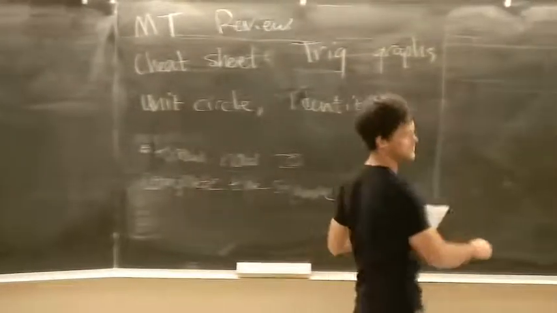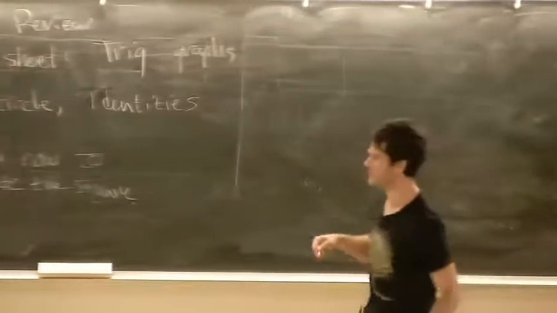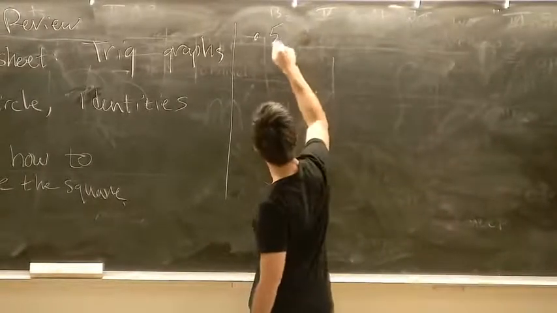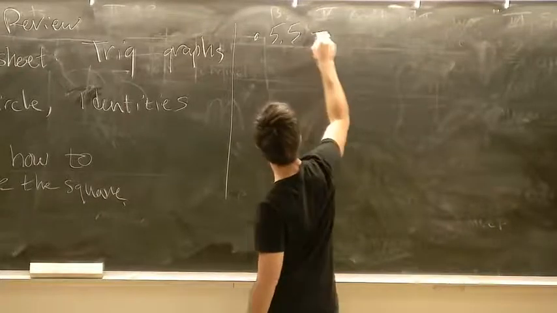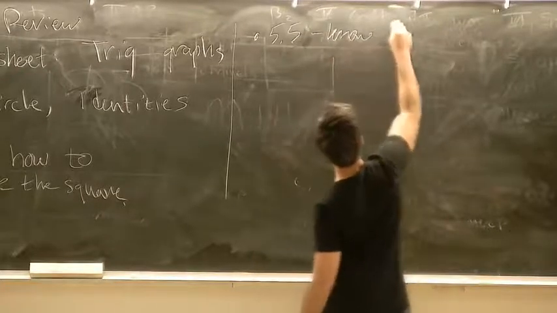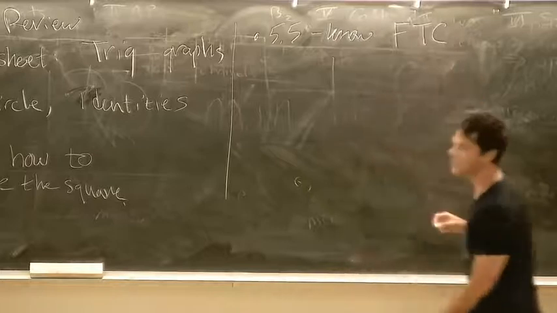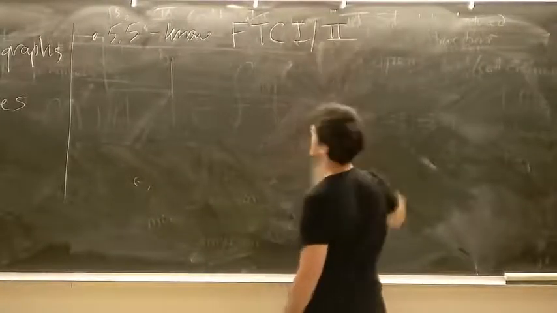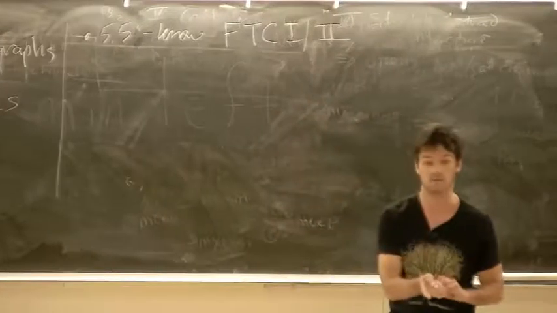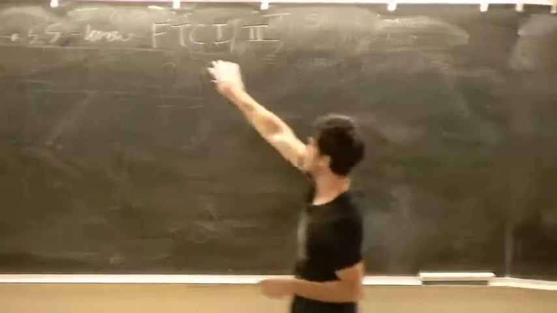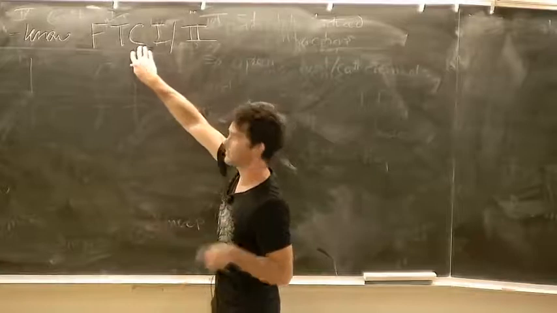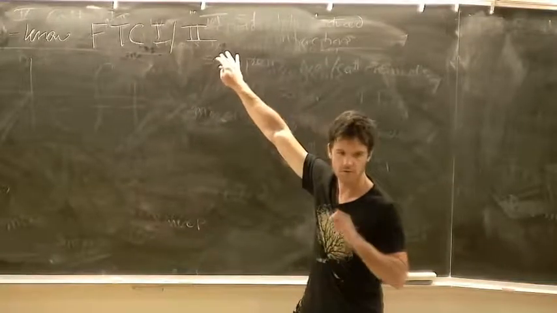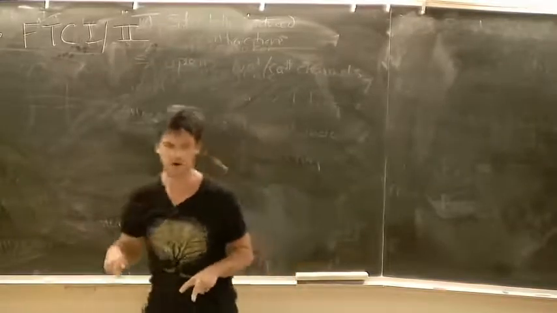Obviously, you'll want to know any formulas we've covered. For example, from section 5.5, you need to know the fundamental theorem of calculus. You should know parts 1 and 2 and the formula associated with each. There's one formula for fundamental theorem part 1, and another for part 2. So you should definitely know those.